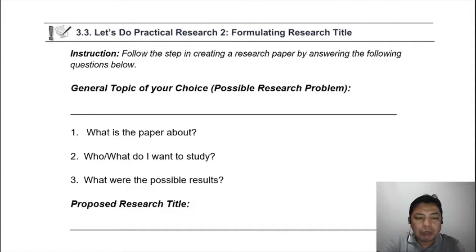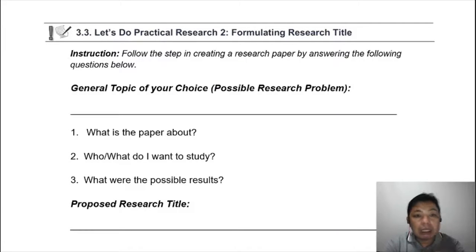Now let's proceed with your next activity. So for this activity, the instruction is follow the step in creating a research paper by answering the following questions below. So the first thing that you're going to be doing is you have to choose a general topic of your research. So nagawa na natin to before during our previous discussion. You already have a research problem. So yung research problem na ginawa nyo during our previous discussion, yun yung gagamitin natin. So, using that research problem, answer the following question.